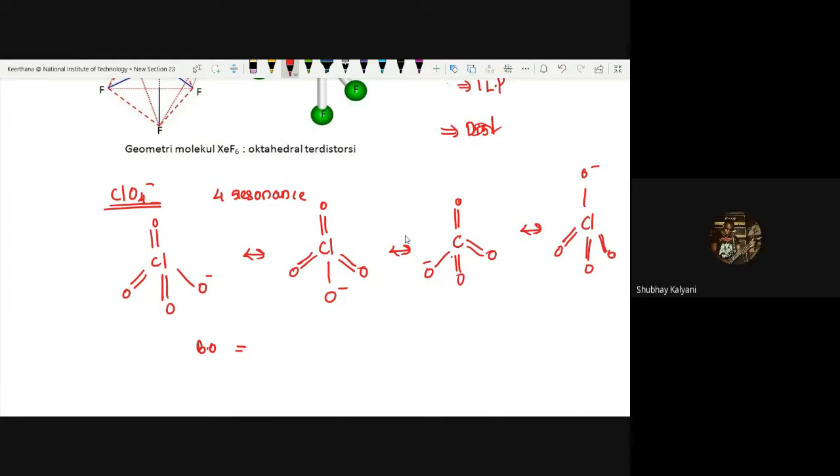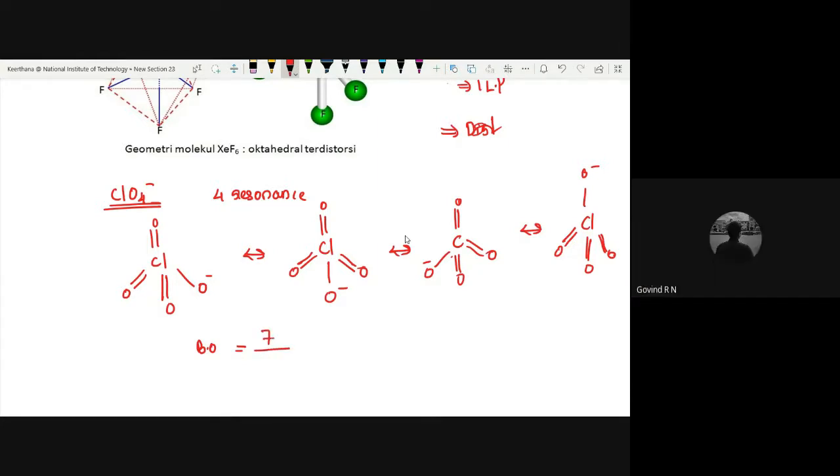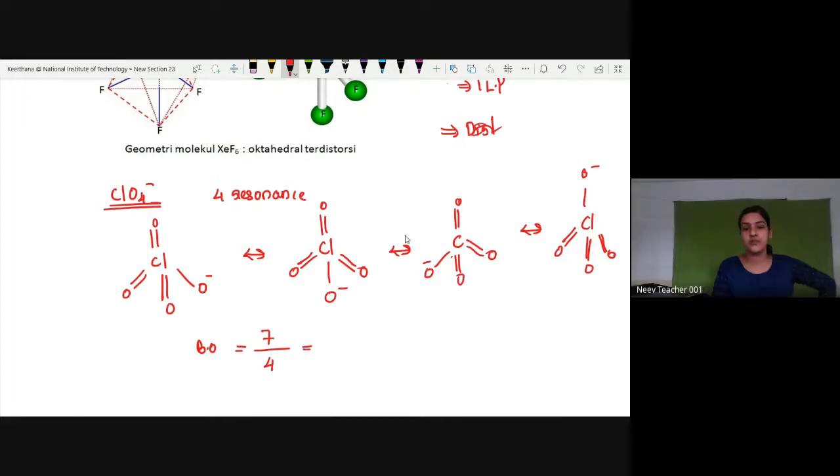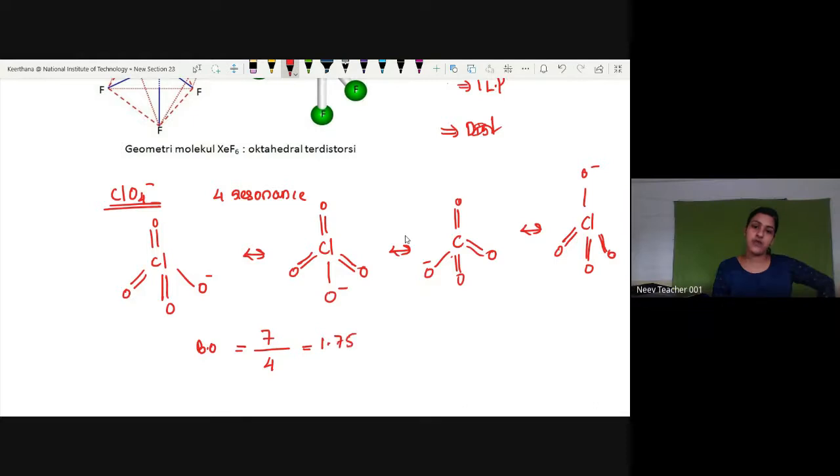7 divided by 4. So what is the answer? 1.75. Yes, 1 3/4, so 1.75.